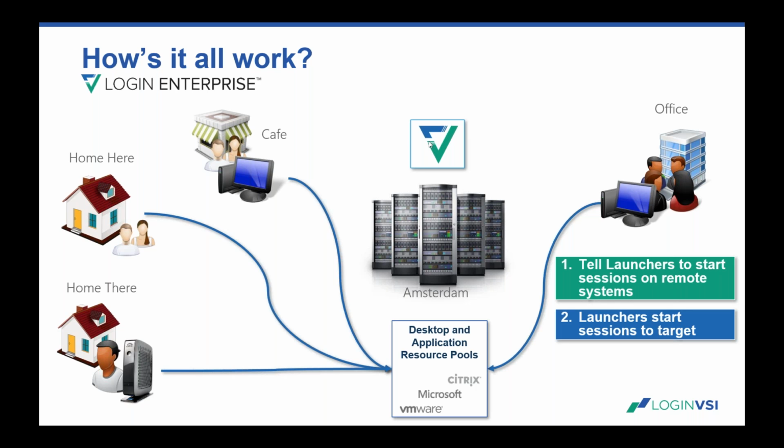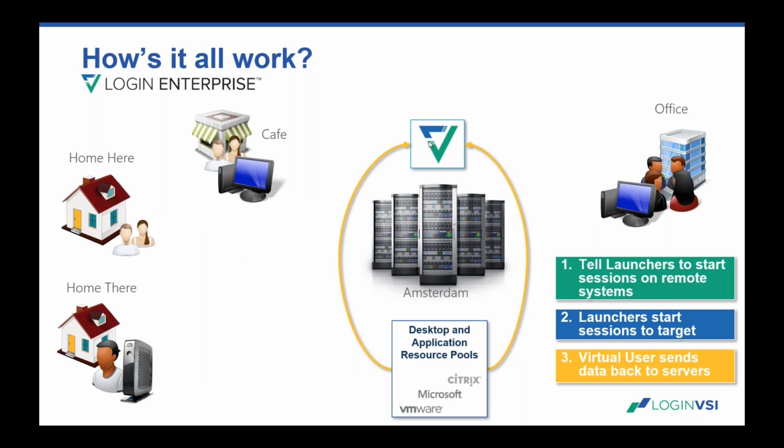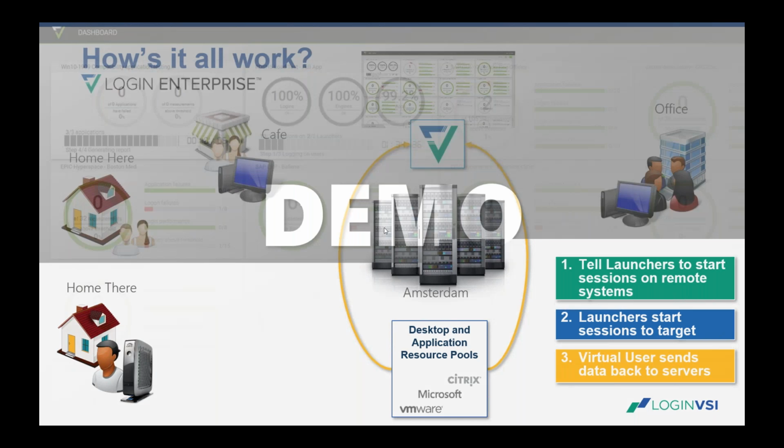After that login happens, then what happens on the target environment is we spin up a virtual user process. And that virtual user is what logs in, records all the information, fires up the apps, works through the apps, and again, collects a bunch of information and provides it back to the Login Enterprise Virtual Appliance. So you can see kind of what's going on with your environment. Okay, so it's a virtual appliance, it's the launchers, and it's the desktop and application pools. So let's go to the demo.